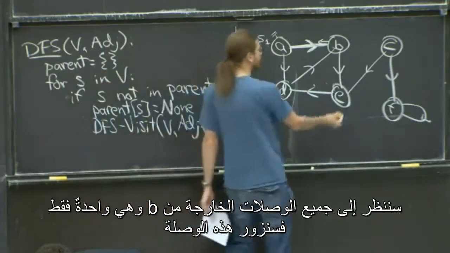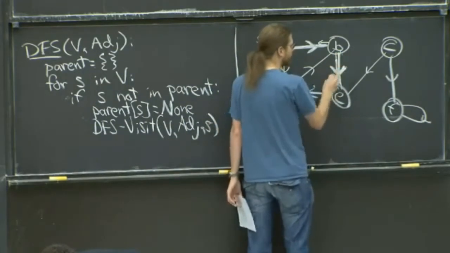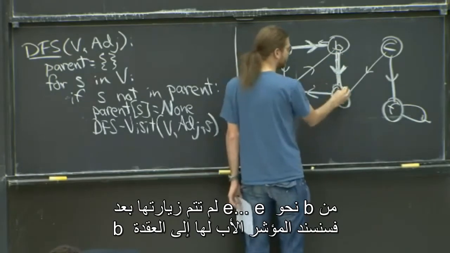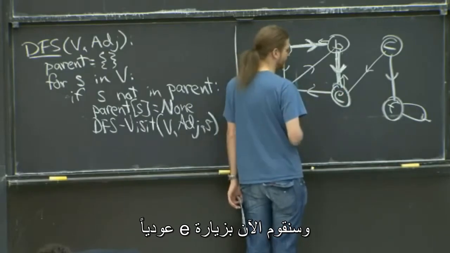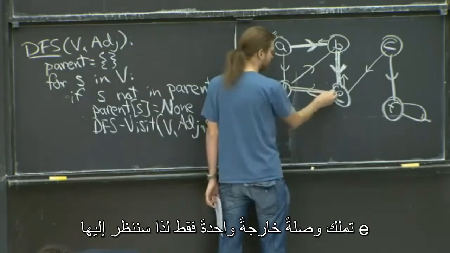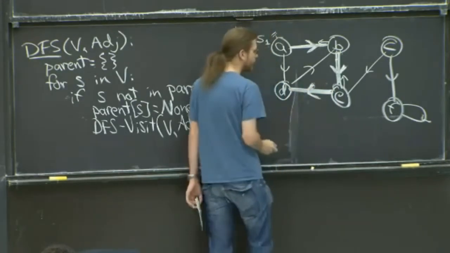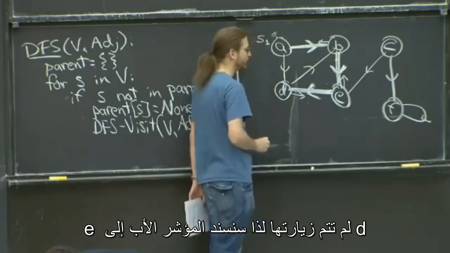Then we recursively visit everything from B. So we look at all the outgoing edges from B. There's only one. So we visit this edge. Great. From B to E. E has not been visited, so we set its parent pointer to B. And now we recursively visit E. E has only one outgoing edge, so we look at it. Over here to D. D has not been visited, so we set parent pointer to E.